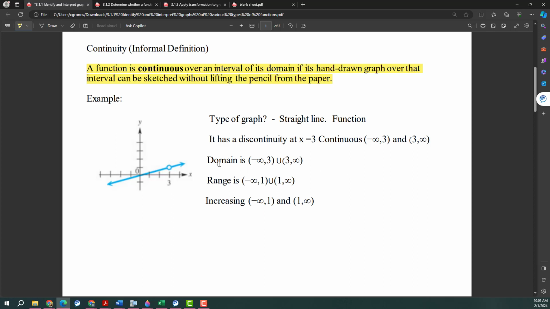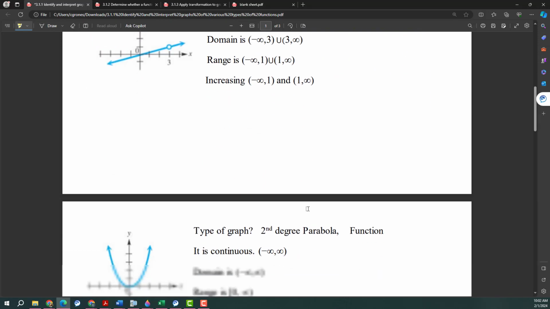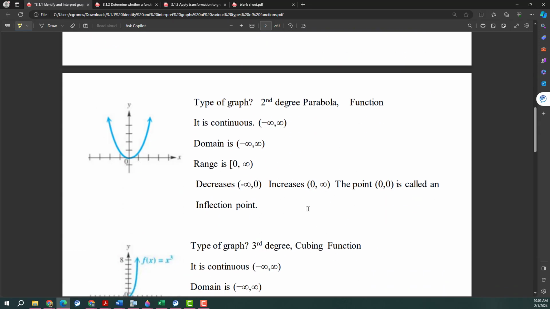So if we were to look at our domain and our range, our domain would be negative infinity to 3 and then 3 to infinity. We have our range, and then we have when it is increasing. So there are a couple of examples. We go through each of these functions that we looked at.